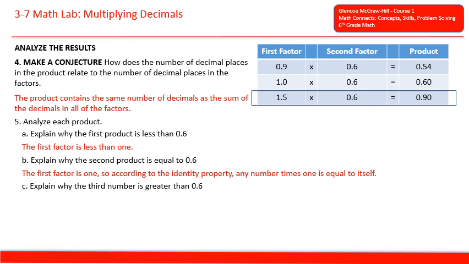Explain why the third number is greater than 0.6, and same thing. The first factor is greater than 1, so the product is more than what you started with. We started with 0.6, we multiplied it by more than 1, so it's going to be more than 0.6.